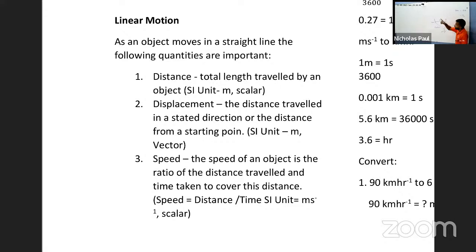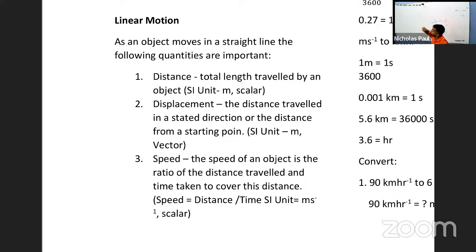That's okay? So if you look at the note, distance is the total length traveled by an object. SI unit is meters. Displacement is the total distance traveled in a stated direction or the distance from a starting point, from where you start to where you finish, right? That's okay?